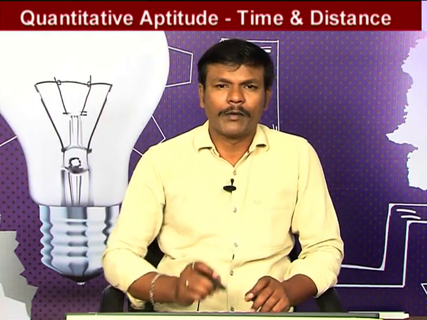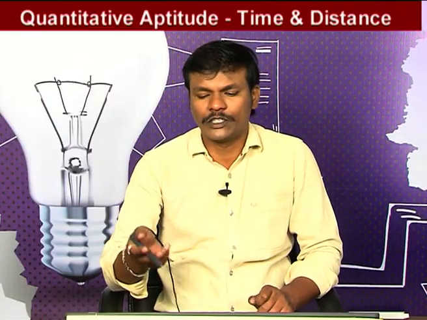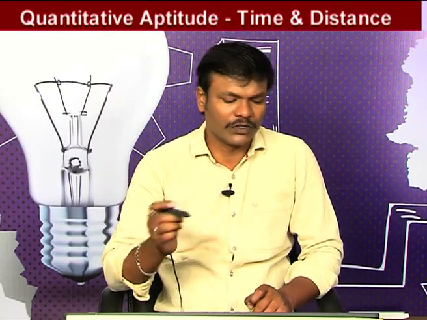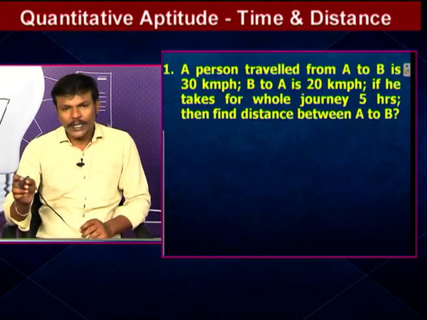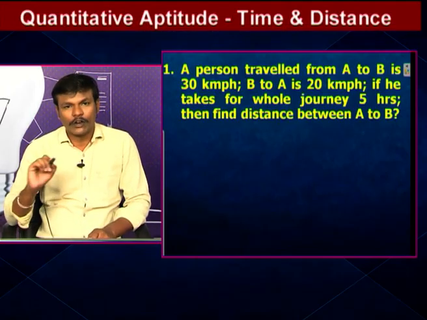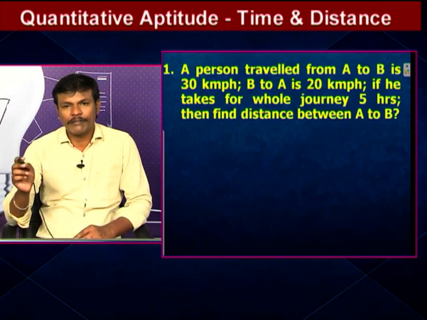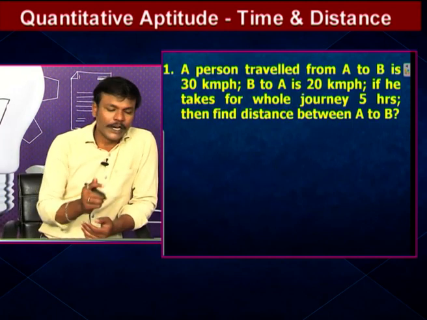Simple average speed you have to remember: A to B is 60 km per hour, B to A is 40 km per hour. Average speed is 2 s1 s2 by s1 plus s2. Simple formula. Now, A to B is 30 km per hour, B to A is 20 km per hour. If he takes the whole journey 5 hours, what is the distance between A to B?